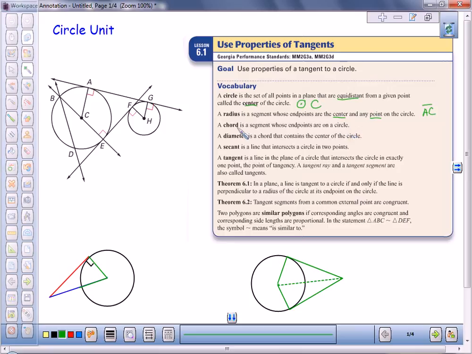The next definition we have here is chord. A chord is a segment whose endpoints are on the circle. So we're just looking at from where we have an endpoint on the circle to another endpoint on the circle. On this particular picture, I actually see two chords. I have chord BD, and in this case, it is a segment, if I'm talking about the chord, and I also have a chord BE.